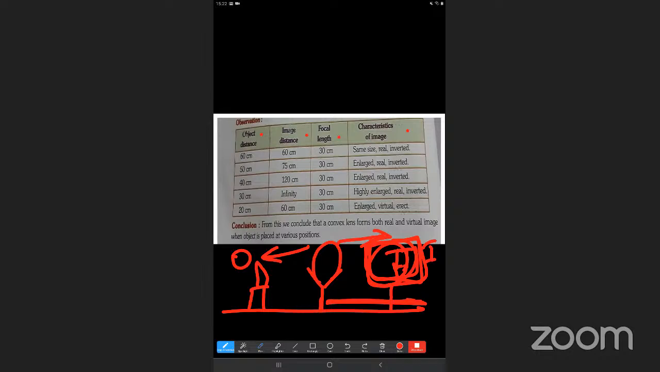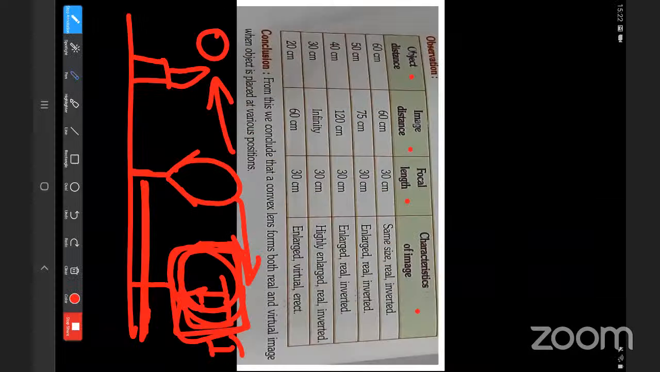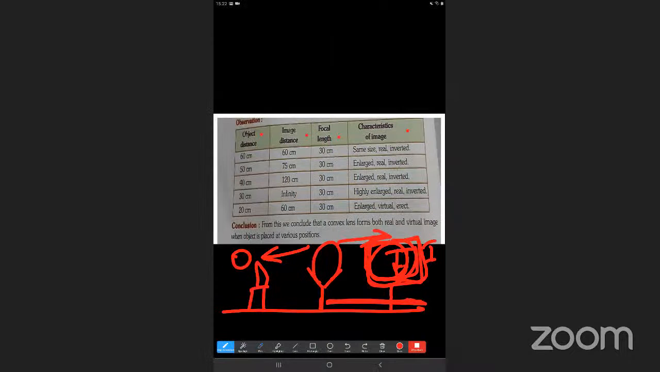So here the focal length is equal to 30 centimeters. So what are the characteristics of the image? The image will be enlarged here because the object distance is 50 centimeters and the image distance is 75 centimeters from the lens, right? So here the size of the image is increased, enlarged it is, right? Magnified, and it is a real image, and again it is an inverted image.